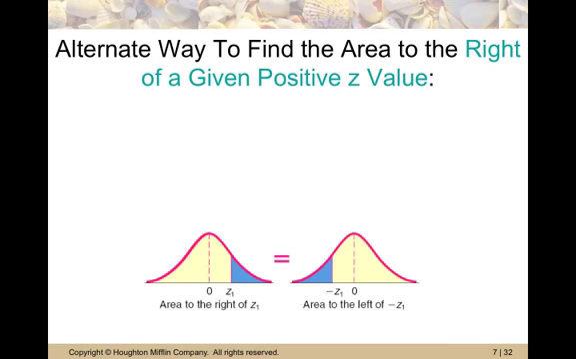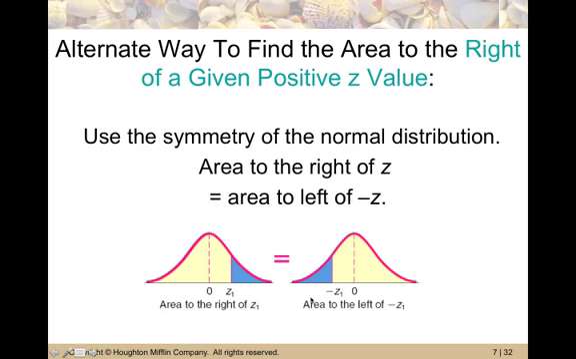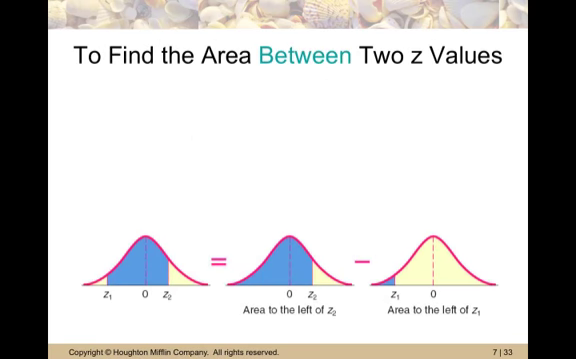If you have a positive z-value, another way that you could find the area to the right is use the symmetry of the table and just look up the negative z-value, the opposite of it, and use the area to the left. But that might be a little confusing, so you might want to just stick with 1 minus the table entry for finding areas to the right.